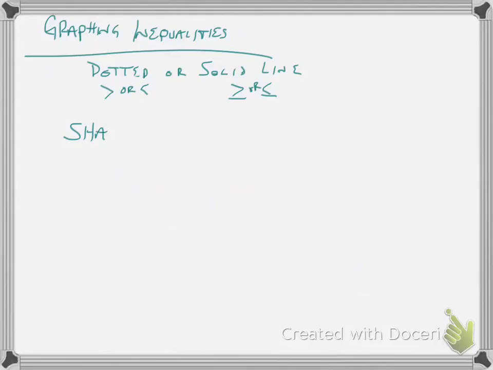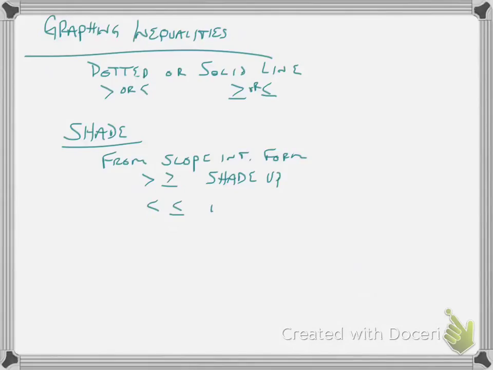Then you need to shade one half. If it's in slope-intercept form, for greater than, you shade up. Any of the less than, you shade down. You could also plug in a point. I would go back to the original inequality.